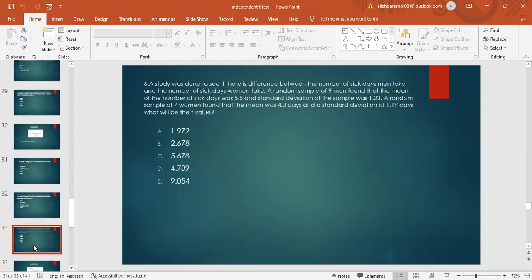A study was done to see if there's a difference between the number of sick days men take and the number of sick days women take. A random sample of 9 men found that the mean number of sick days was 5.5 and the standard deviation of the sample was 1.23. A random sample of 7 women found that the mean was 4.3 days and a standard deviation of 1.19 days. What will be the test value? A 1.972, B 2.678, C 5.678, D 4.789, and E 9.054.